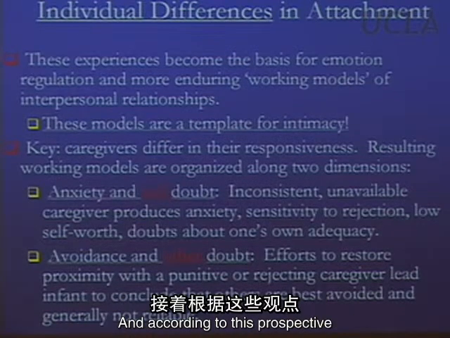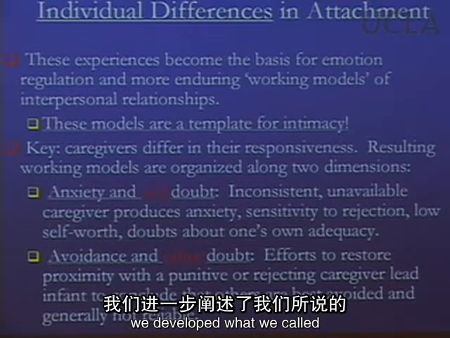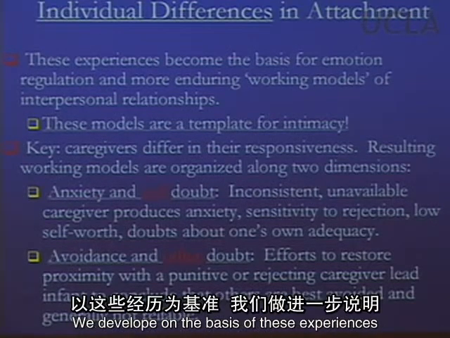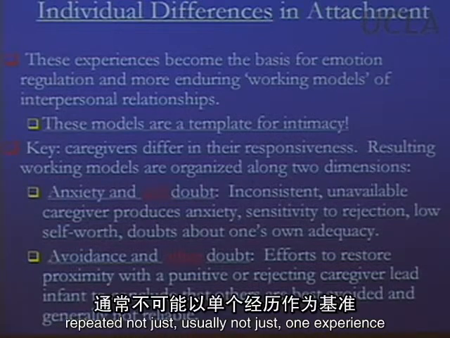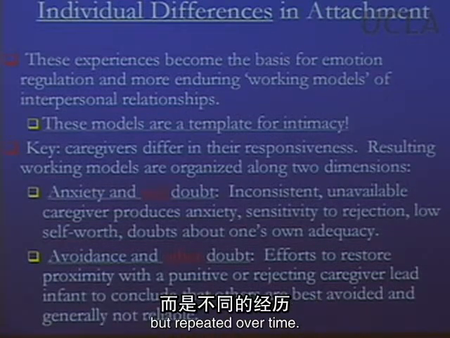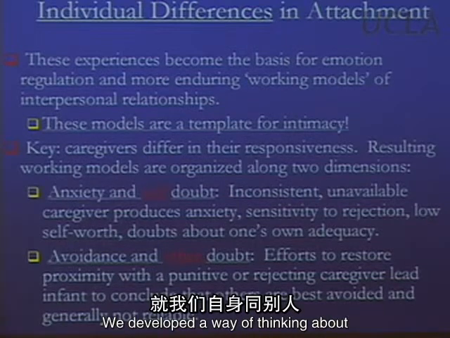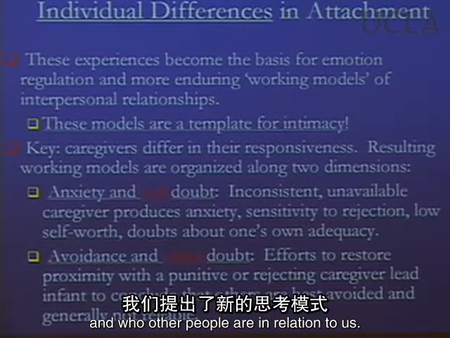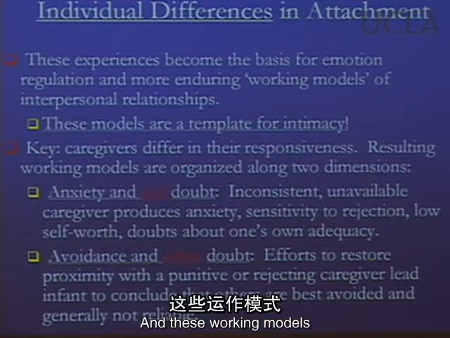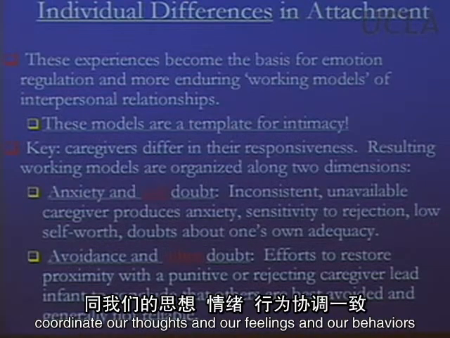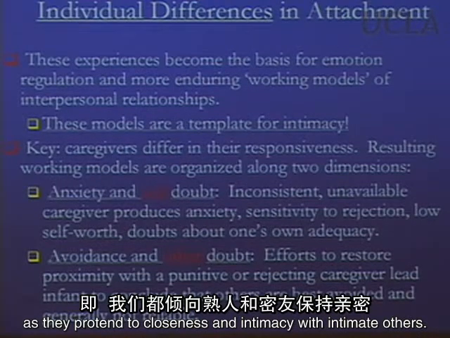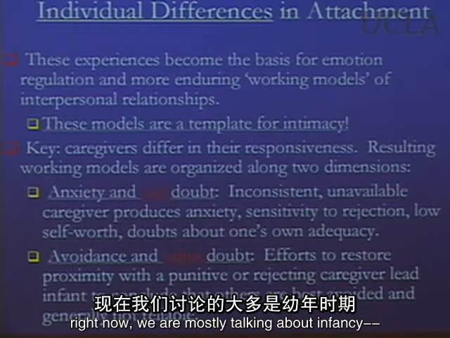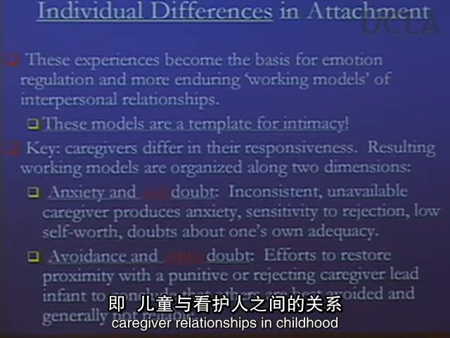And according to this perspective, we develop what are called working models of interpersonal relationships. We develop on the basis of these experiences, repeated, usually not just one experience, but repeated over time, a way of thinking about who we are in relation to other people and who other people are in relation to us, okay? And these working models coordinate our thoughts and our feelings and our behaviors as they pertain to closeness and intimacy with intimate others. By the way, right now, we're mostly talking about infants, caregiver relationships in childhood.